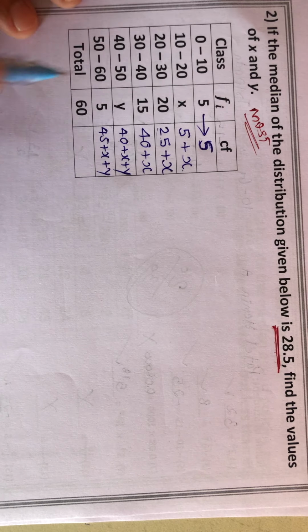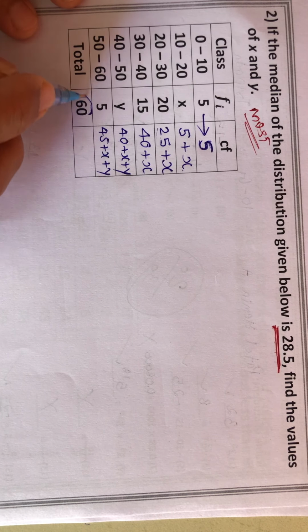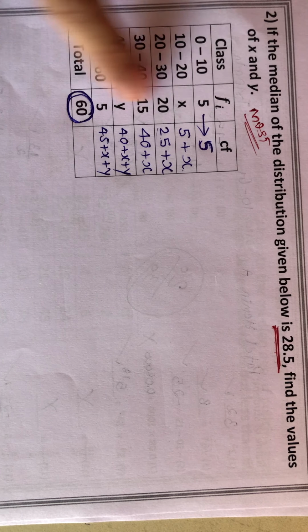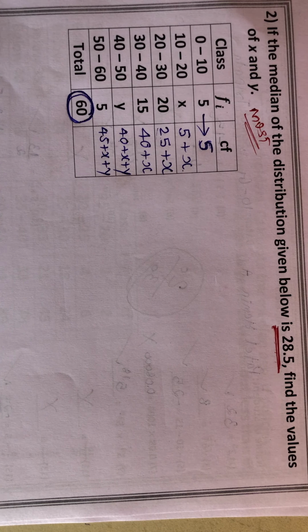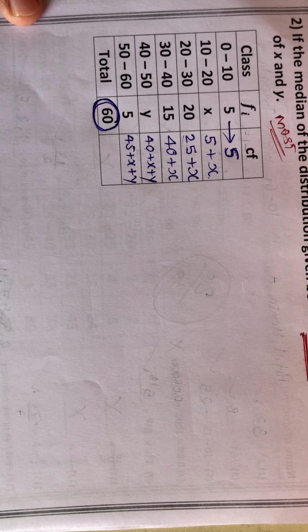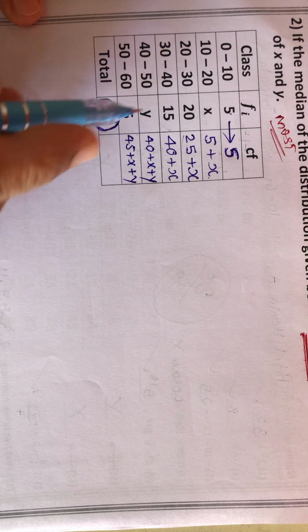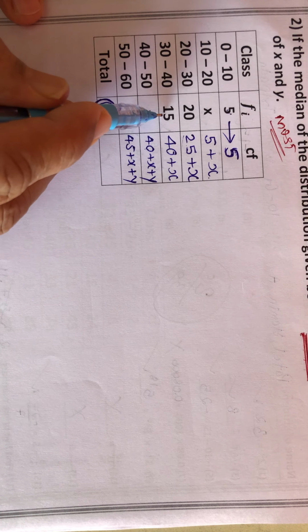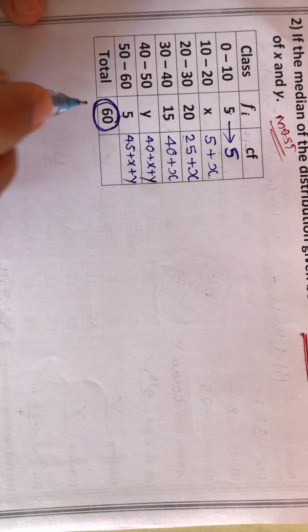Okay, this total is already given, 60. Again, this total is already given in the question, 60. 60 is the total of all including the missing frequencies. So first of all, my dear friends, do the total of this, that we know 5 plus 20, 25, 25 plus 15, 40, 40 plus 5, 45.